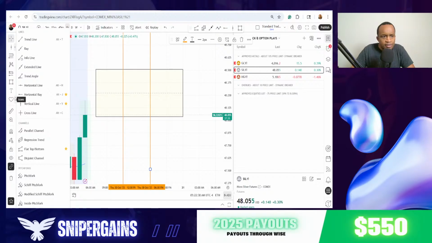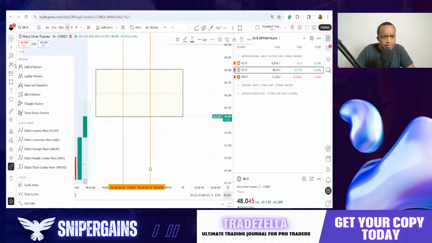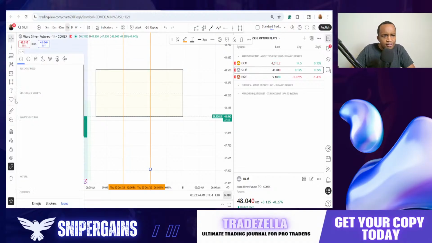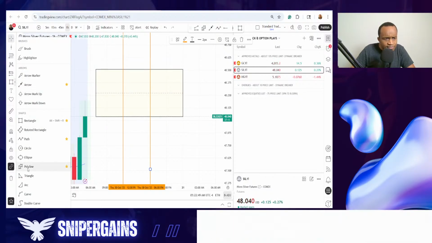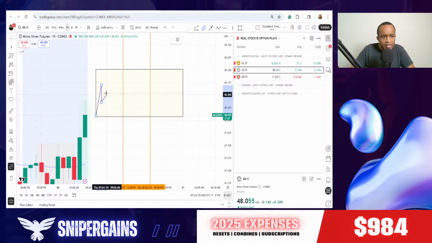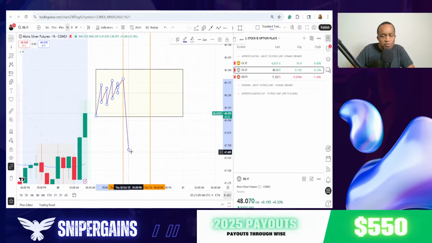Okay, the polyline. So let's just say you have a lot of price action coming in, accumulating. So this would be considered accumulation, right? Now, when there's a sweep, this is considered manipulation.